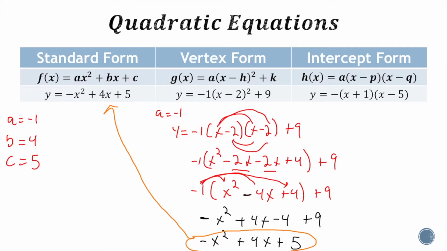Now in intercept form, this is a little bit different. We have p is equal to -1 and q is equal to positive 5. We're going to get to what that really means in just a second. But again, I can also write this in standard form.